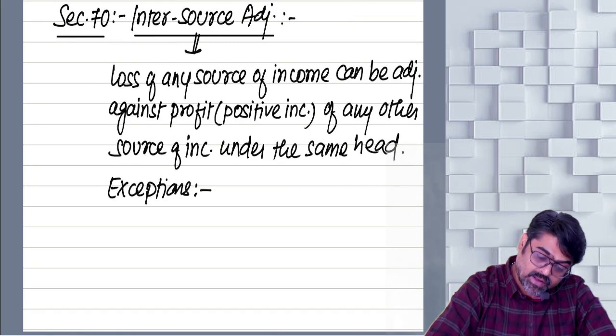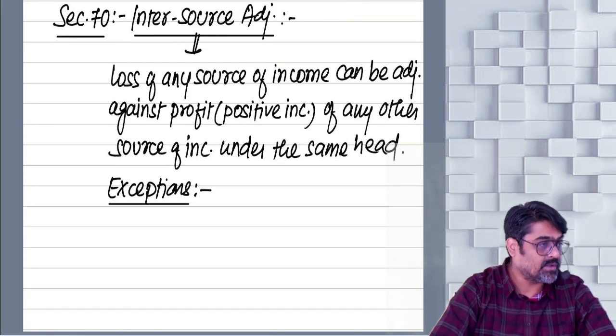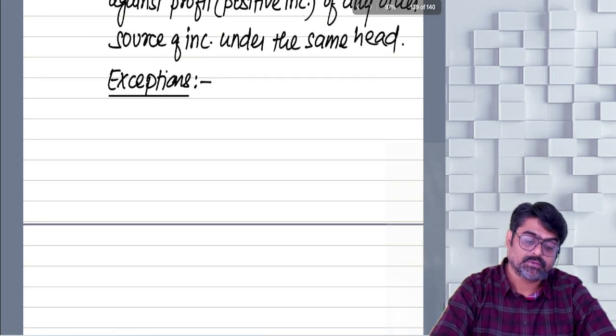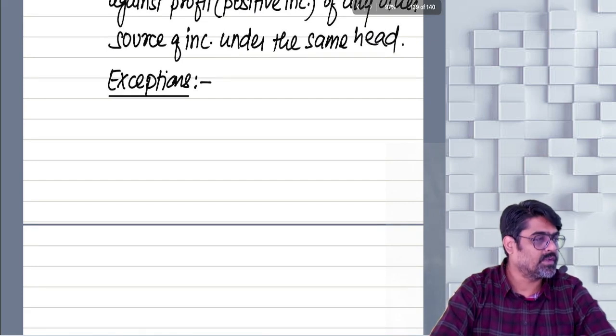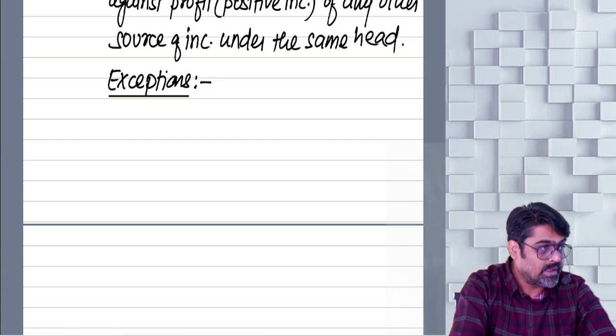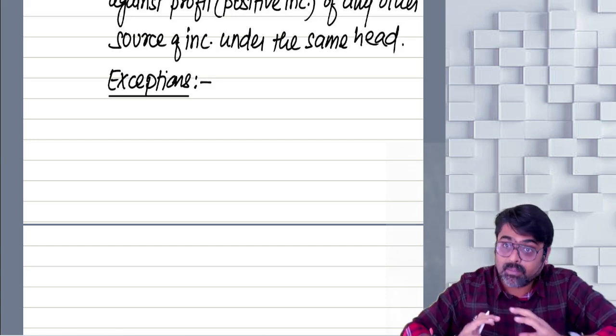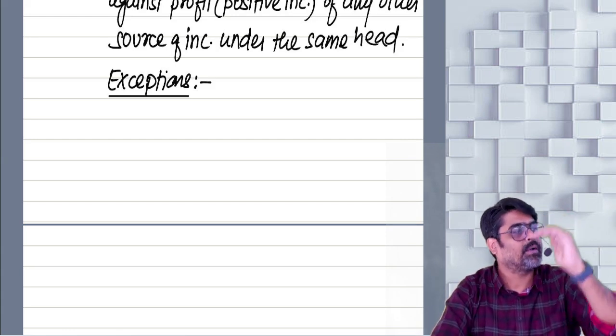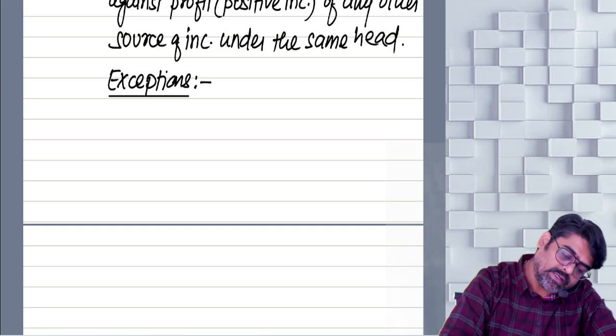You have to be very, very careful about these exceptions. Most important. If you don't remember these exceptions, there is no point in studying set off and carry forward, because the questions will be framed so that these exceptions will be exploited. Getting my point? So, exceptions will go head by head. Which is the first head?